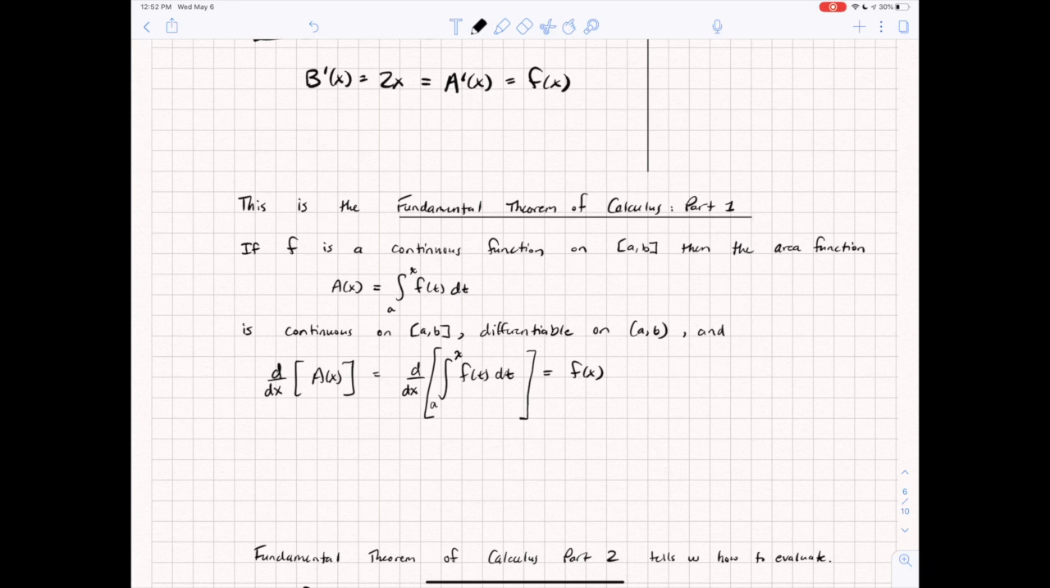Here's the actual formal definition. So if f is a continuous function on a to b, then the area function a of x is equal to the integral from a to x of f of t dt is continuous as well. It's differentiable as well, meaning we can derive it. And so if I was to derive this, right, if I take the derivative of my area, if I'm taking the derivative therefore of this integral, the derivative and the integral cancel each other out. I am just left with the function evaluated at x. The answer is just f of x. Notice again that you are just left with what you were trying to integrate to start with.